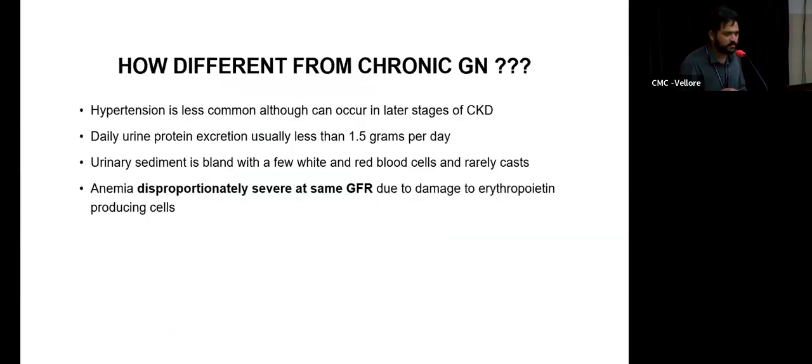So how is it different from GN? Hypertension is less common, although it can occur in later stages of CKD. Daily protein excretion is usually less than 1.5 grams per day. All these are just rules of thumb, but it could vary in some cases. Urinary sediments are usually bland, with few white and red blood cells. RBC casts are usually atypical for tubulointerstitial diseases. Anemia is disproportionately severe for the same GFR due to damage to the EPO producing cells.